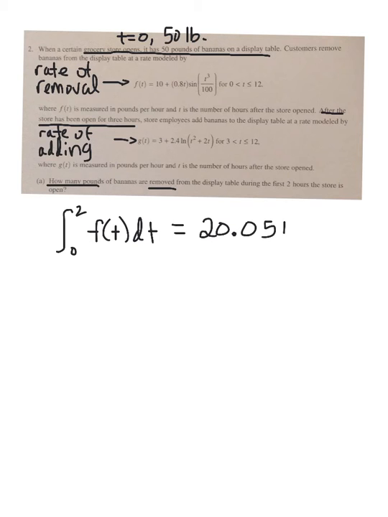All right, so I have 20.0511 pounds of bananas. Okay, are being removed during the first 2 hours. I'm not writing that down, but are being removed during the first 2 hours. You definitely want to write that.